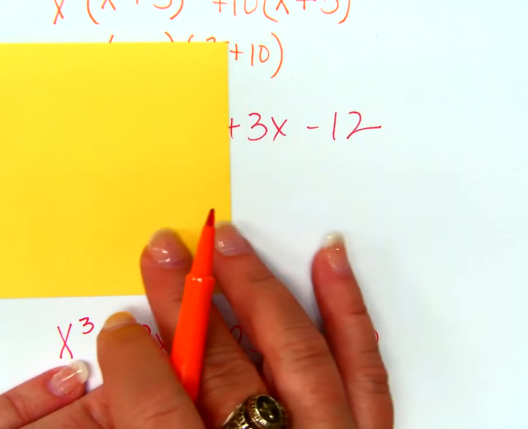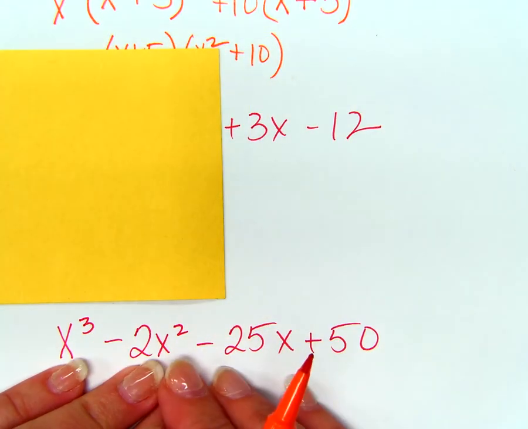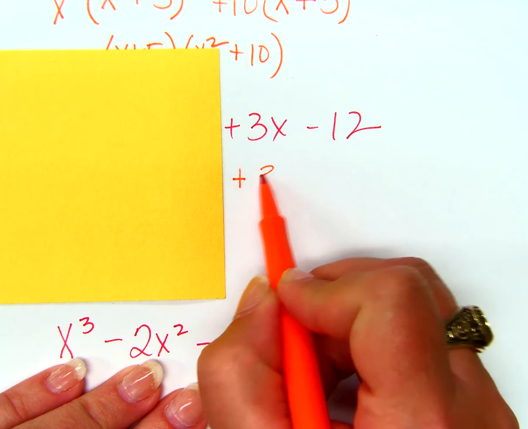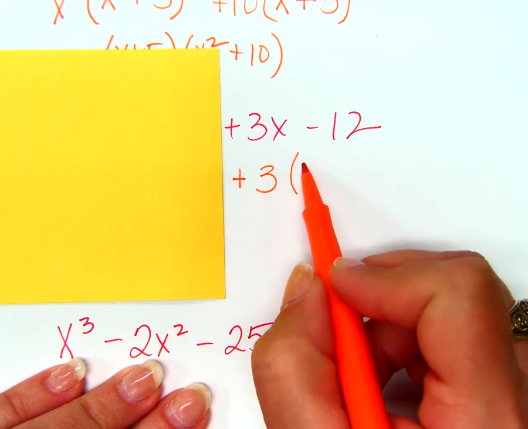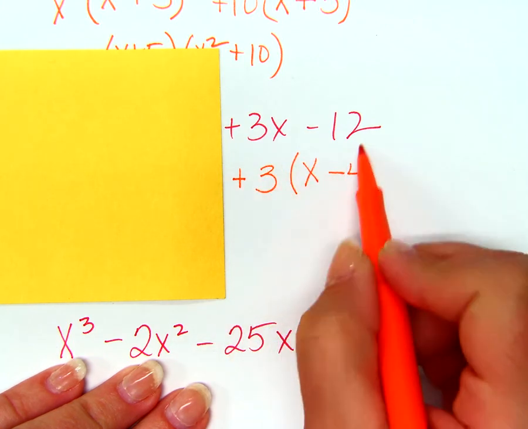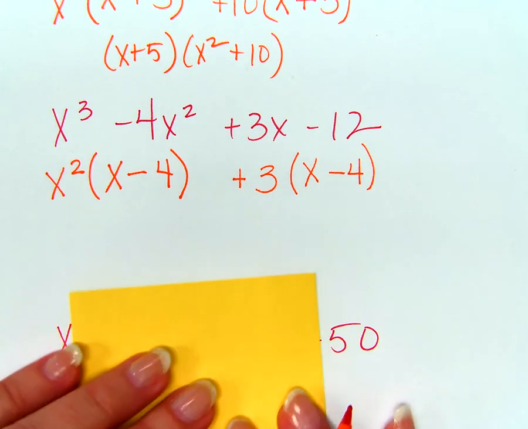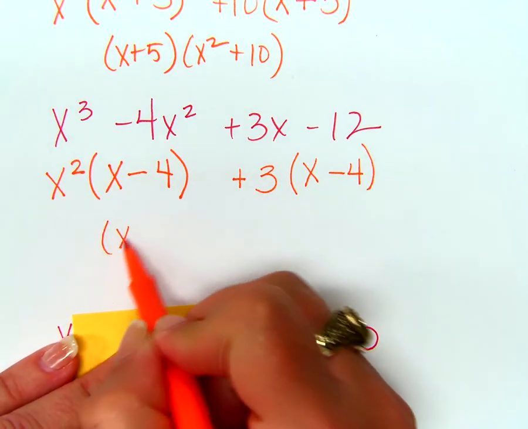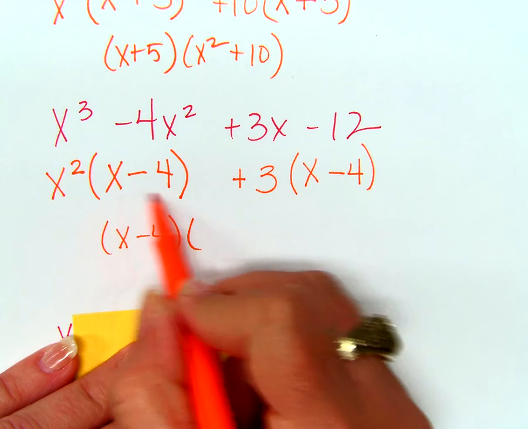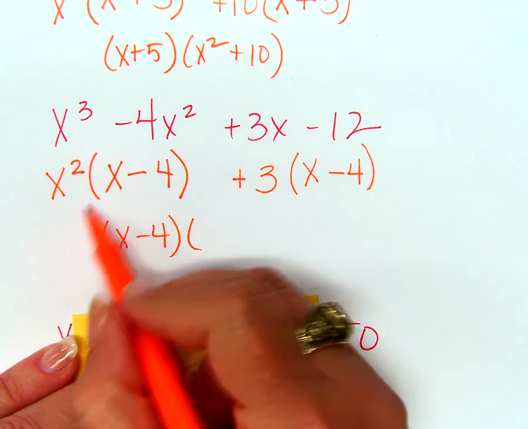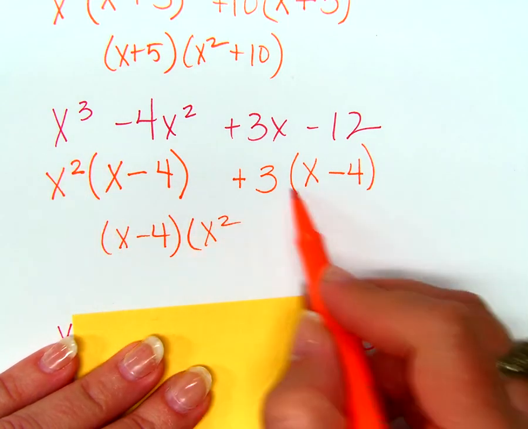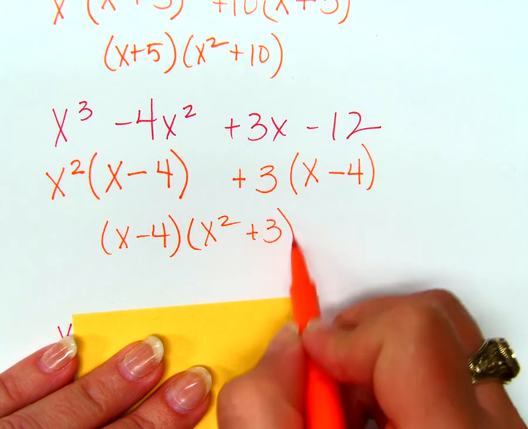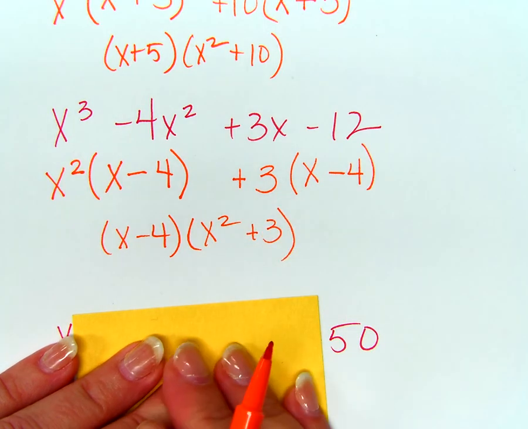Now ignore the first two terms and just look at the last two terms. What do they have in common? A 3. What's left when I factor out a 3? X minus 4. Do those two terms have something in common? If I factor an x minus 4 from this term, what's left? X squared. If I factor out an x minus 4 from this term, what's left? Done. Did that help?